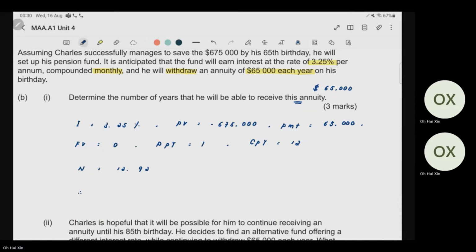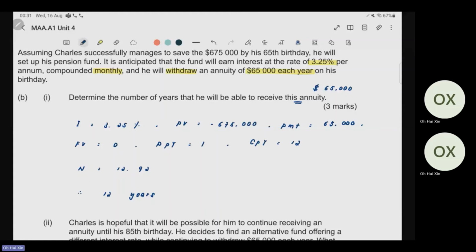So that's why in this case, we will say that it's actually just how many years you will be able to receive this annuity, this annuity referring to 65,000. So that's why 12 years. Only for 12 years is he able to receive 65,000, and for the last time, it will be lesser than 65,000. So that's how we answer this.